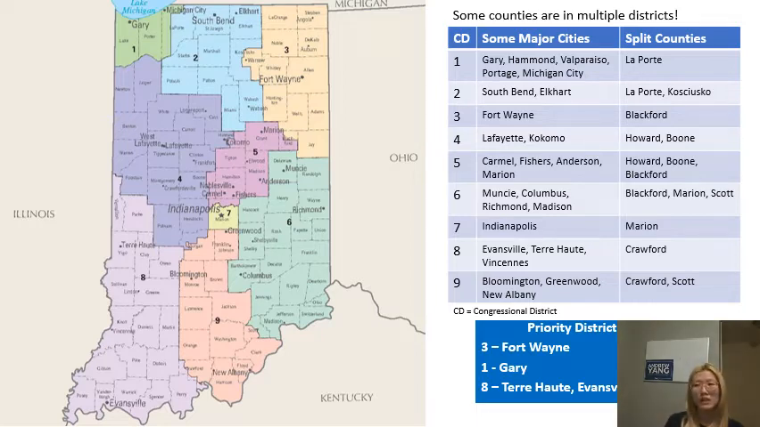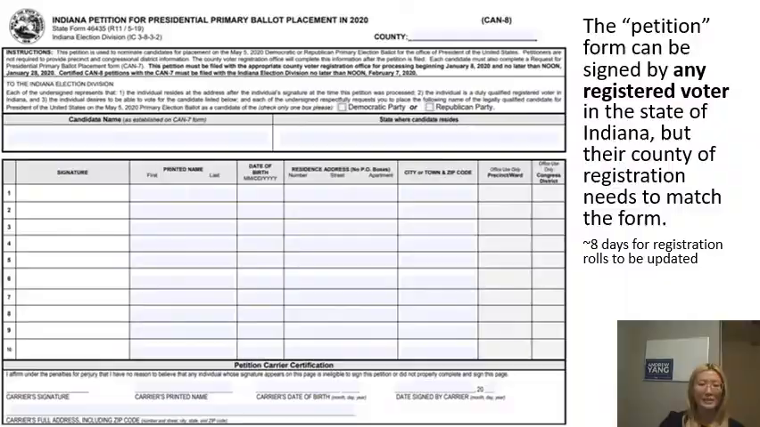The districts that we have as priority, and the cities in those districts that we're targeting, are District 3, District 1, and District 8, in that order. Fort Wayne, Gary, Terre Haute, and Evansville are the major cities and districts that we need more signatures from, and we really need people to help in the process of getting them.